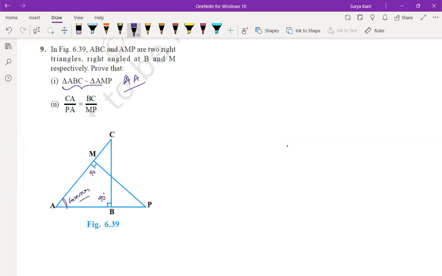I'm not drawing this again. I mean separately. If you want to draw, you can do that. ABC is in this pattern. ABC, and same thing you copy over here also and name it as AMP. So angle B is 90 degree, angle A and angle A common. Now how to prove second part of it? How to prove, Harshan? How to prove second part of it?